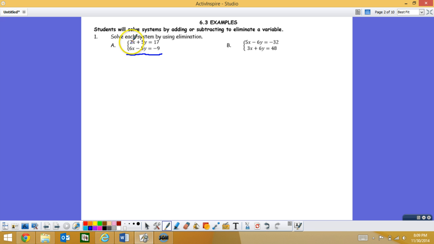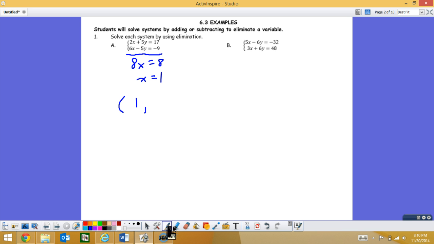So 2x plus 6x, that is 8x. And again, the y's cancel. And when we add 17 and negative 9, we get 8. And now we're down to one equation in one variable. So x is equal to 1. So that, once again, is the x coordinate of the point of intersection. So make sure you're writing these solutions as a point.